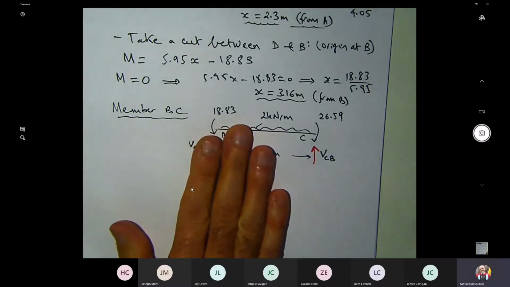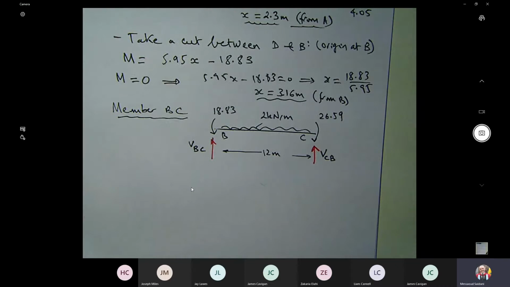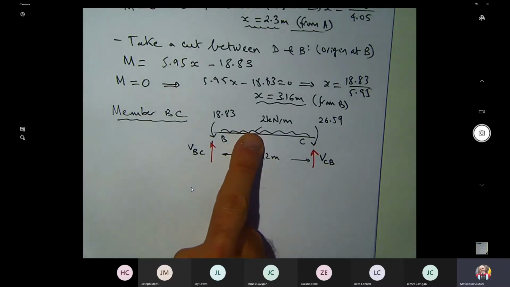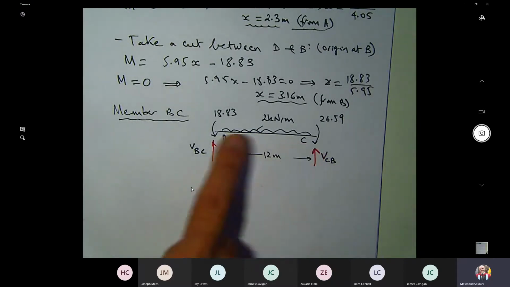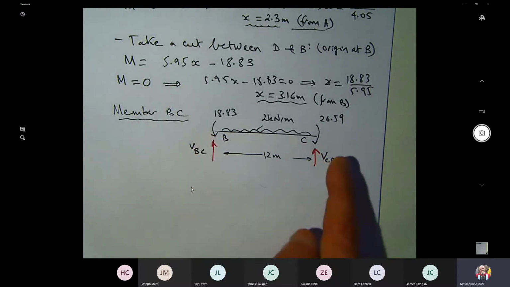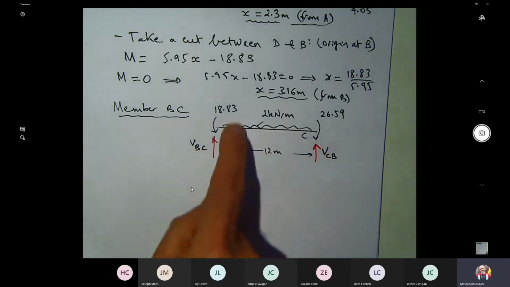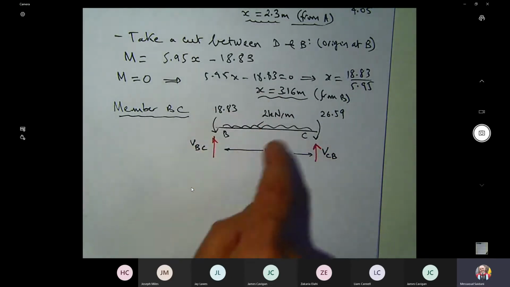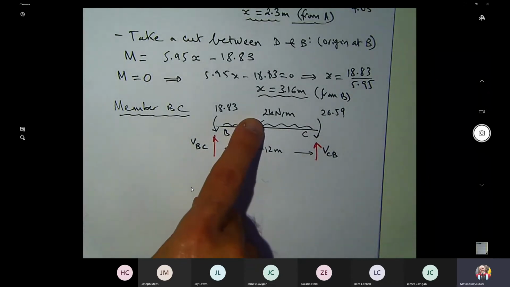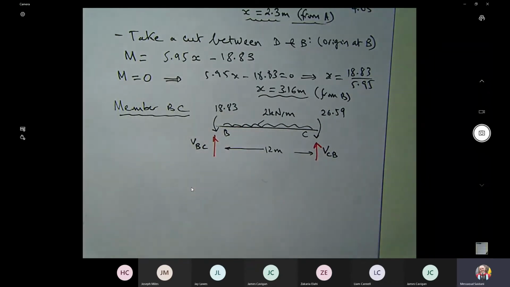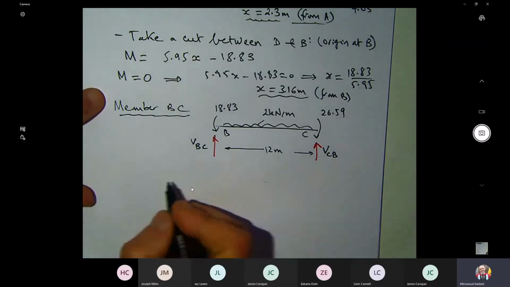Is that okay? The only difference is that we have a UDL here, so it's a little bit trickier, but otherwise the principles and steps are the same. We take moments about C, and then we take moments about B. That will give us the vertical reactions, which need to add up. The two reactions must add up to 2 times 12, 24. Clear? Okay, so let's do that.